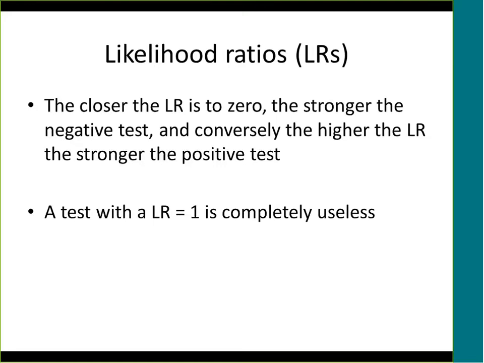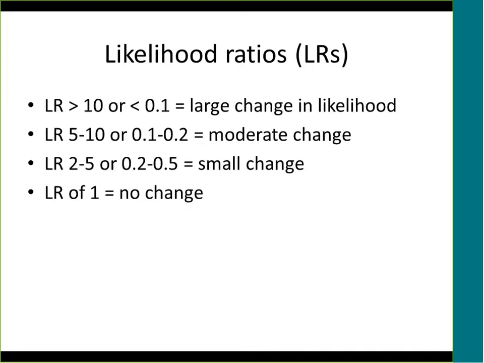The closer the likelihood ratio is to 0, the stronger the negative test is, and the better it is at excluding disease. Conversely, the higher the likelihood ratio is, the stronger the positive test is, and the more likely the disease is to be present. If you have a likelihood ratio of 1, essentially that test is useless because it doesn't change the pretest probability to a different post-test probability.